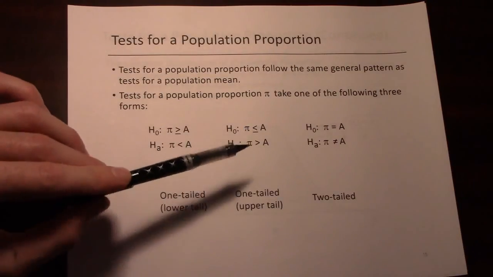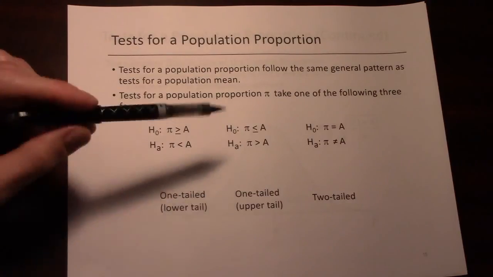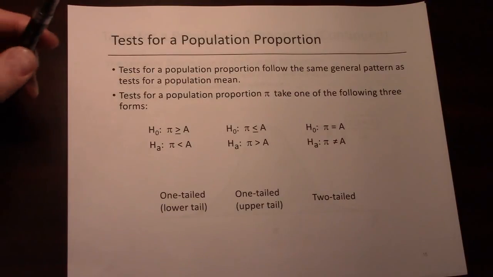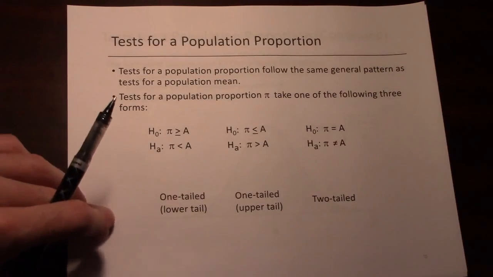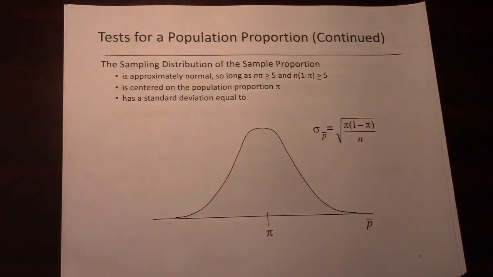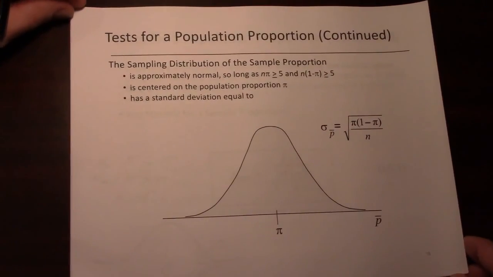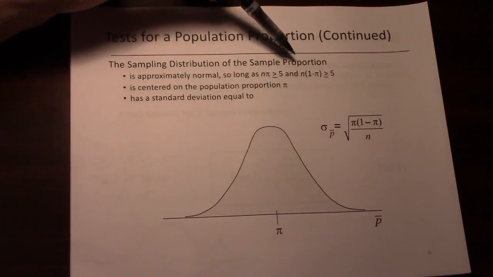And the alternative would be that more than 15% are baseball fans. So we would set up a one-tailed test to test this population proportion. We would use the same thing we use for testing means, and the same thing we've used for a number of classes, the sampling distribution of sample proportions.